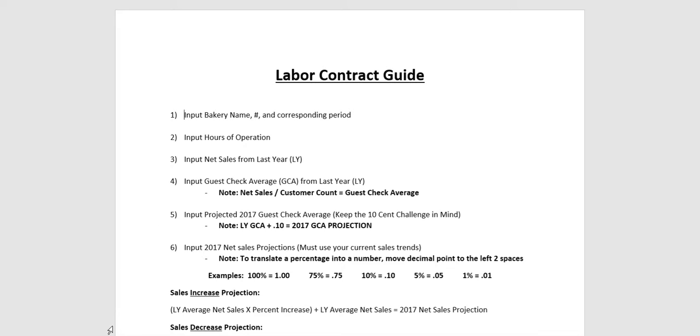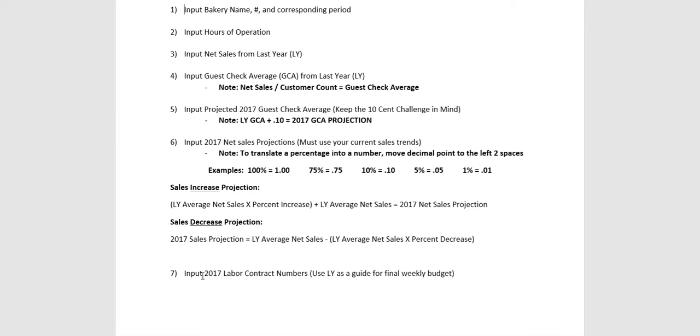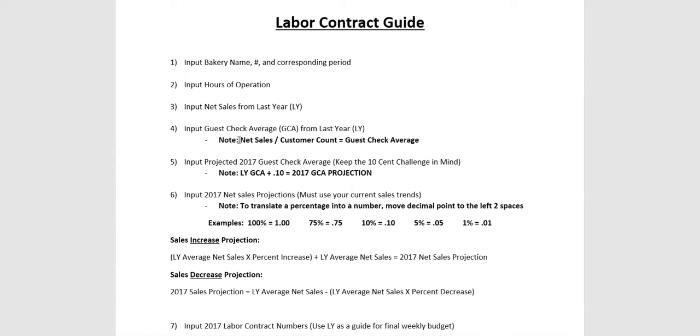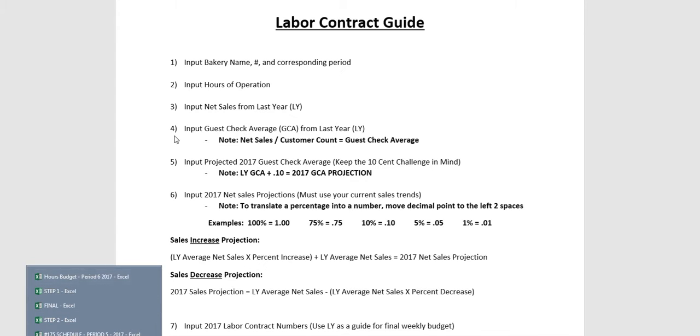So, starting with that, basically what I'm going to have here is a labor contract guide. It gives you a step-by-step process on how to fill out the labor contract. It also gives you some math references as far as how to create or project a guest check average, project a sales projection, and things like that. Very general information, but at least some good math to refer to.